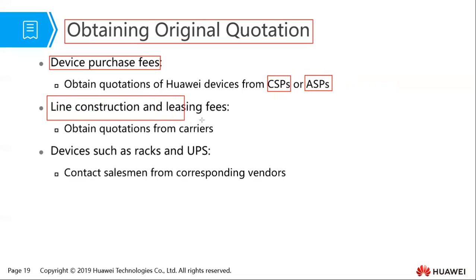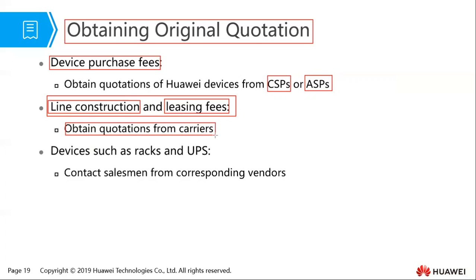The other thing you need to be aware of is the line construction. So line construction is the fee that you need in order to do cabling within the local area network. Then if you're leasing lines in order to connect to your ISP, you also need to include that fee. So for example, for leasing, you need to obtain the quotation from the carrier.